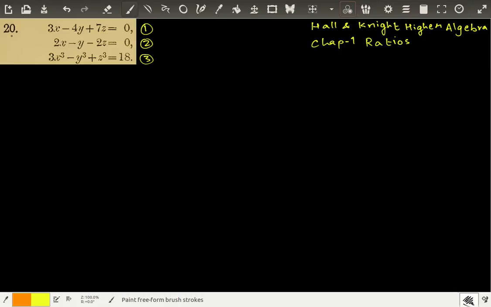Okay, so in problem number 20 from Hall and Knight's Higher Algebra, we have been given three equations: 3x minus 4y plus 7z is equal to 0, 2x minus y minus 2z is equal to 0, and 3x cube minus y cube plus z cube is equal to 18. In this problem we have to find the values of x, y and z.